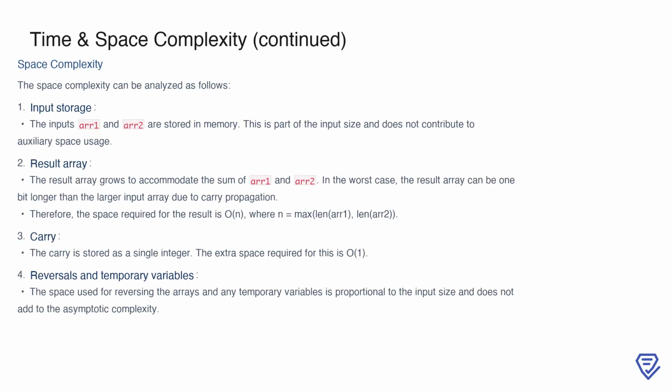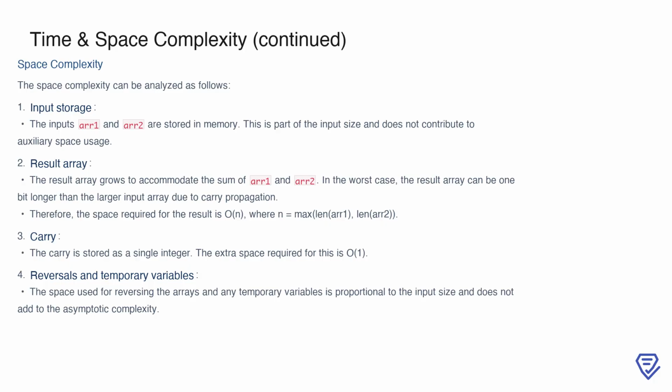Now let's consider the space complexity of the addNegabinary function. The input arrays, ARR1 and ARR2, are stored in memory, but these are part of the input size and don't count toward auxiliary space usage. The result array is the primary contributor to space complexity. In the worst case, the result can be one bit longer than the larger input array due to carry propagation, requiring O(n) space where n equals max(len(ARR1), len(ARR2)). The carry itself is stored as a single integer, which only uses constant space, or O(1).